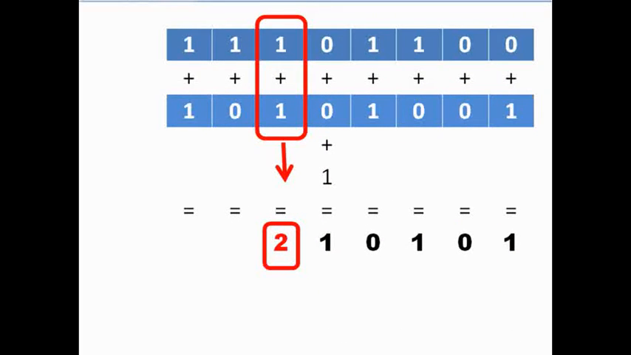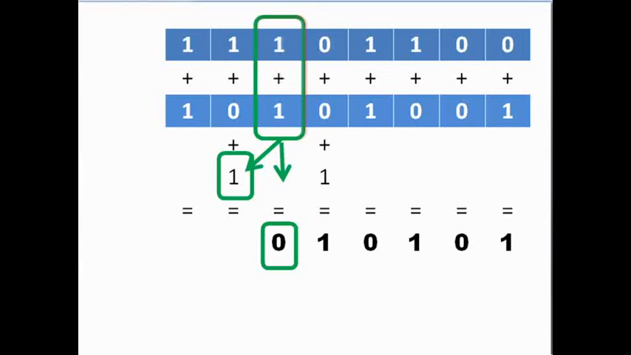Next we move on to the next set of digits, and it's 1 plus 1. Again, this is a problem because it gives us 2, and you can't have 2 in binary code. So we do the same thing again. We make the result of this column 0, and we carry 1 over to the next column.